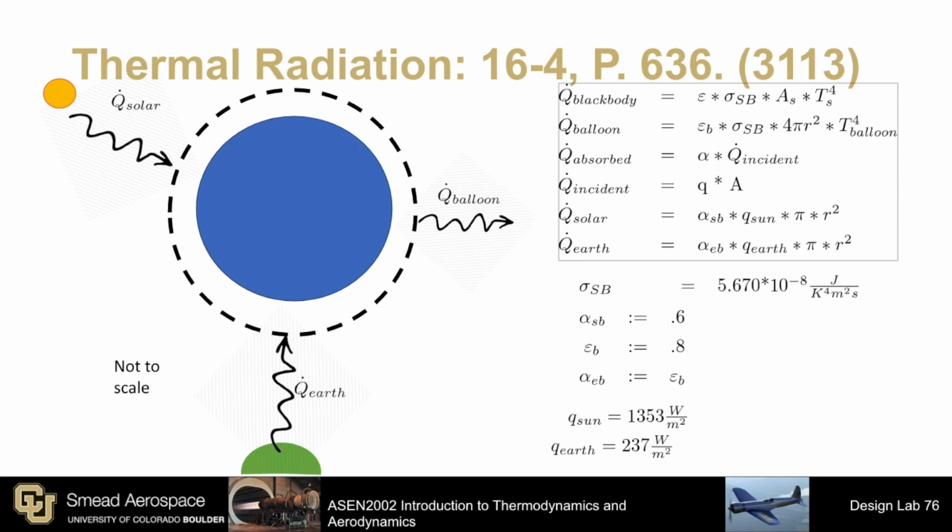A quick explanation of the variables. The sigma SB is the Stefan-Boltzmann constant with the value in units listed here. The alpha little sb indicates the absorptivity of the sun-balloon system with an approximate value of 0.6. The emissivity B indicates the emissivity of the balloon with a value of 0.8. And the alpha EB represents the absorptivity of the Earth-balloon system. The little q sun is the solar constant, known as solar irradiance, and is the power per unit area received from the sun in the form of electromagnetic radiation. The little qe is the irradiance from the Earth onto the balloon system.